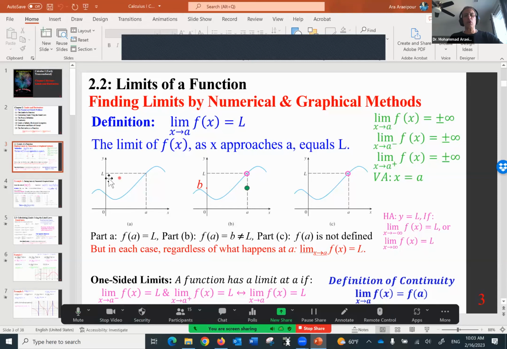But in the first case, f of a is also L, which is the definition of continuity. But f of a in part B is a different value, which makes it discontinuous at a. And in part C, f of a is not even given because we don't have a solid point. And that gives us the concept of a one-sided limit. The limit from the left and right must be identical for the limit to exist.